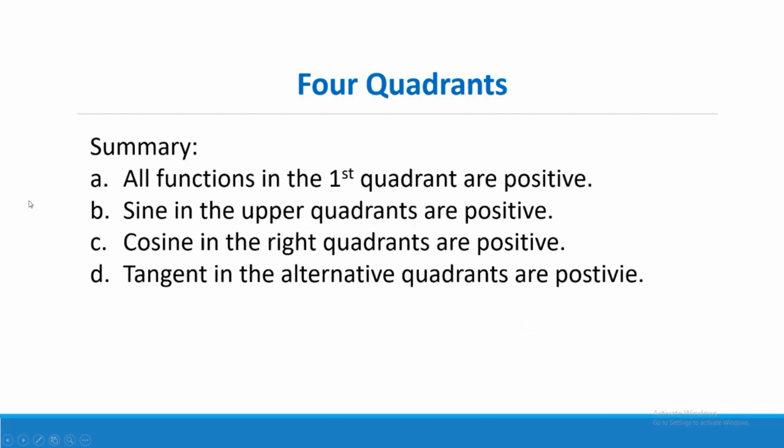And for the summary, all functions in the first quadrant are positive, sine in the upper quadrants is positive, cosine in the right quadrants is positive, and tangent in the alternate quadrants is positive. Here's the example.